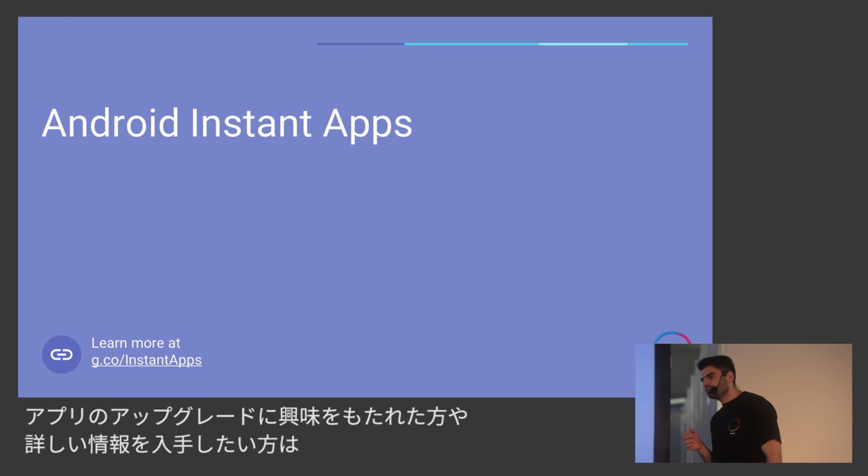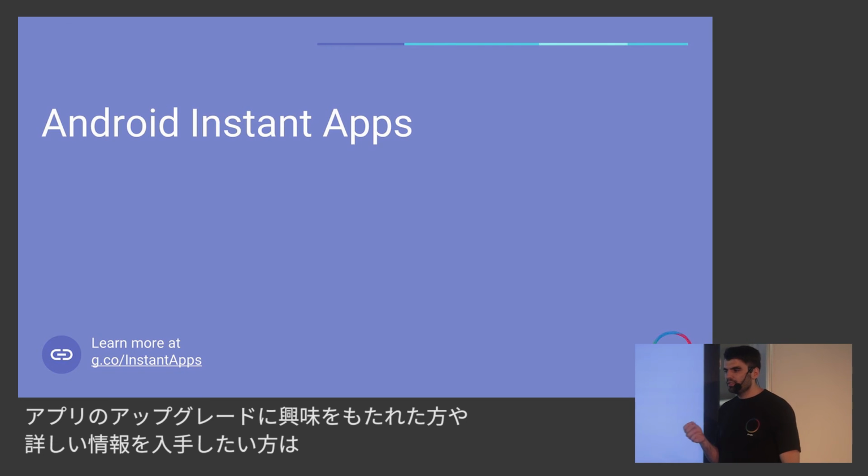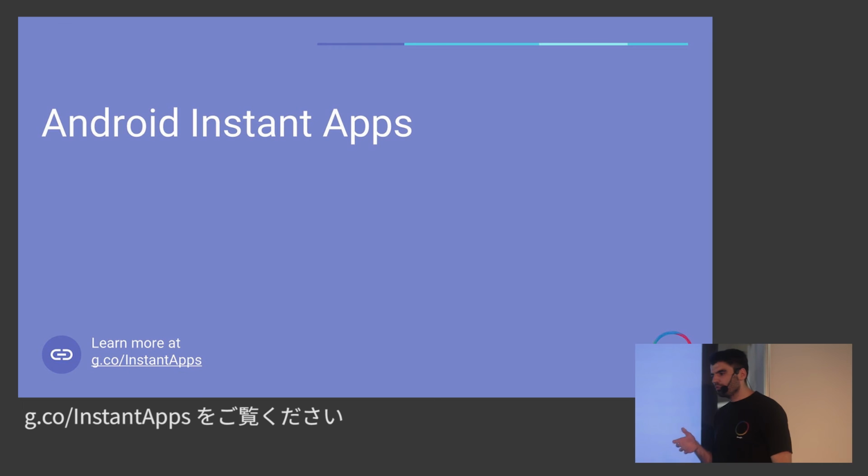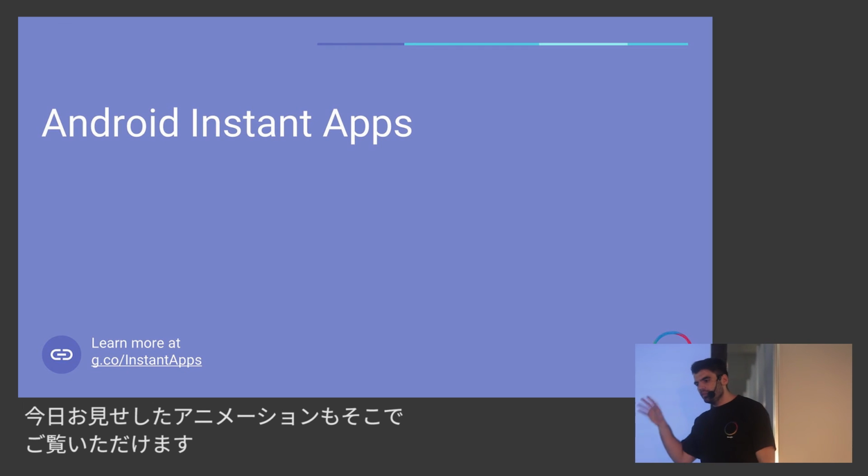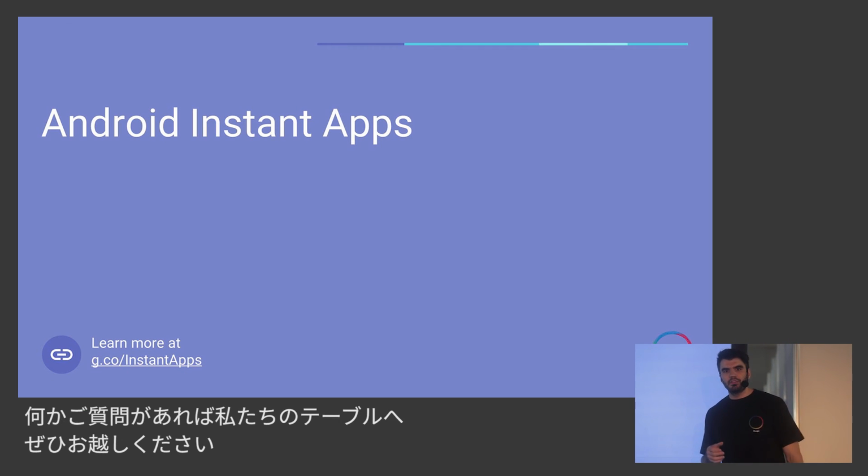If you're interested in upgrading your app to run instantly, or just finding more information about Android Instant Apps, you can visit g.co/instantapps to learn more. You'll also be able to see the same animations we saw earlier today. And if you have any further questions, you can visit us at the tables that we have here.